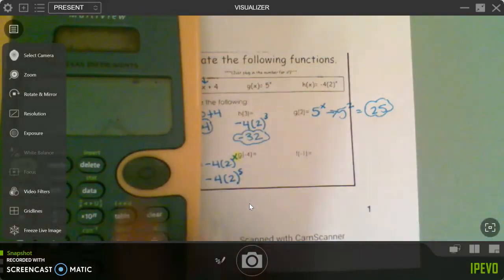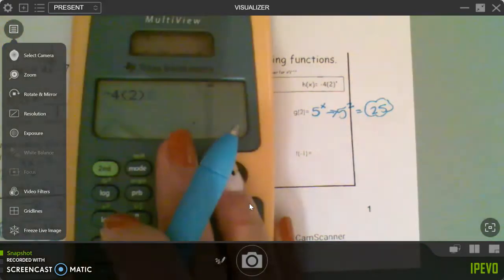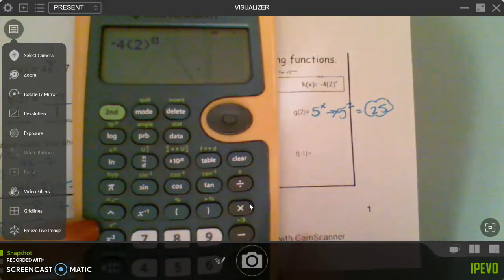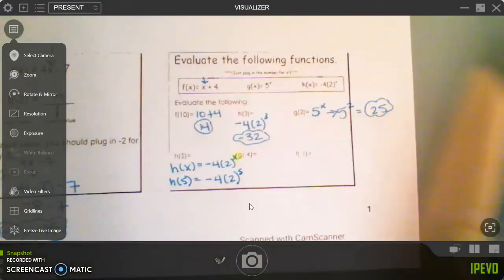So negative 4 times 2, don't do that part first. You have to do the whole thing. Caret key, right there, to the 5th power gives you negative 128.